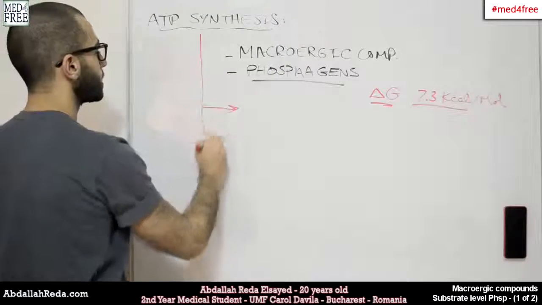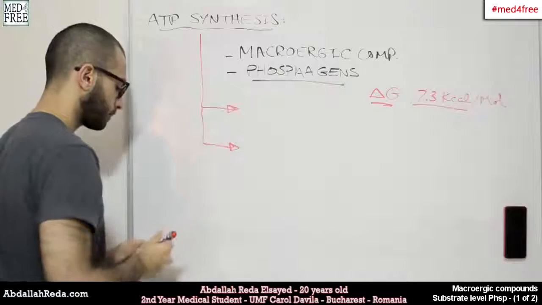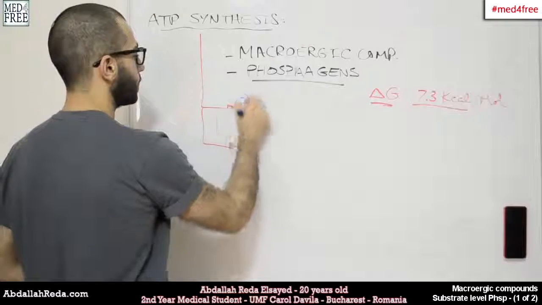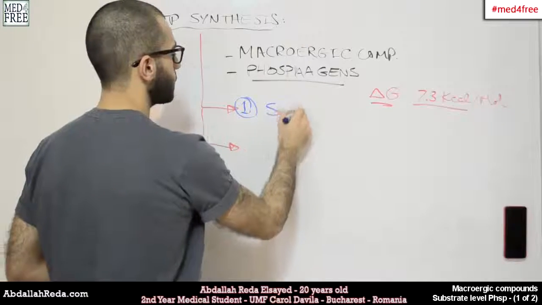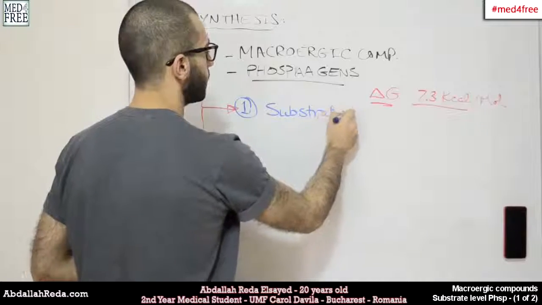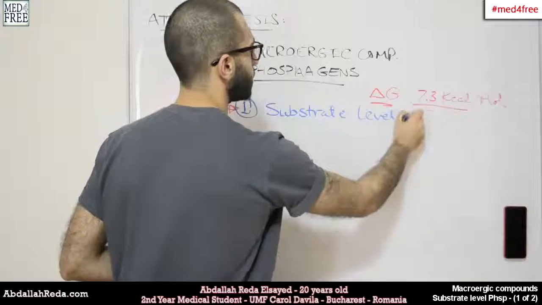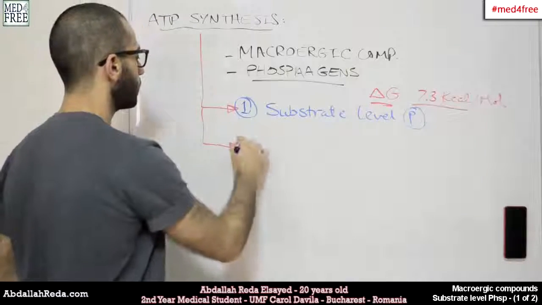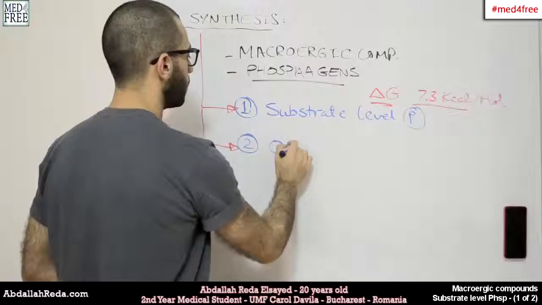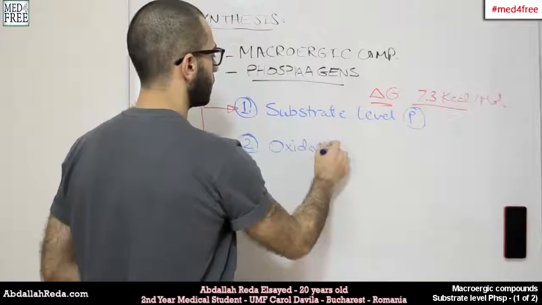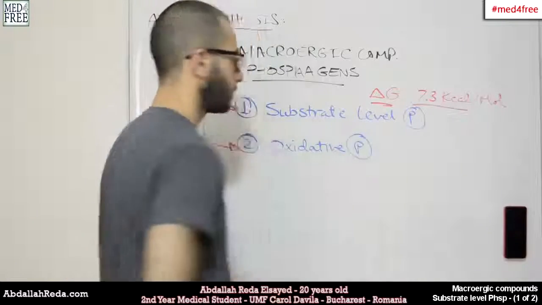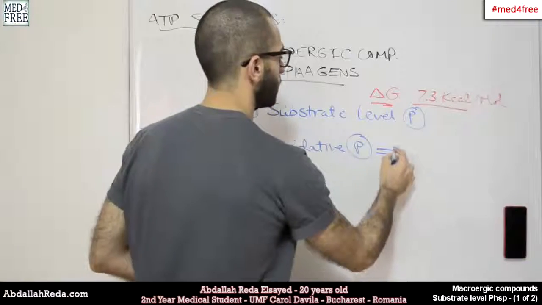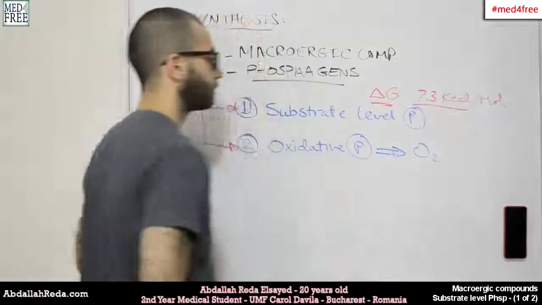So ADP synthesis has two types. The first one is called substrate level phosphorylation. And the second one is called oxidative phosphorylation. From the terminology, it's pretty obvious that this one needs the presence of oxygen.